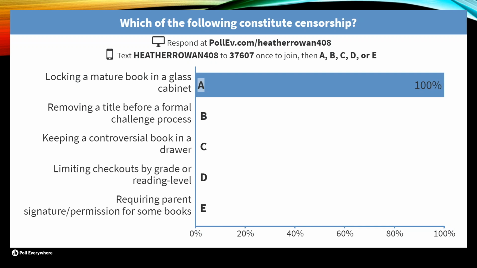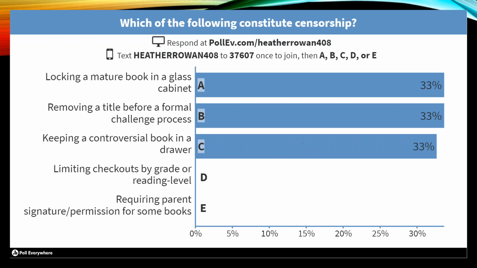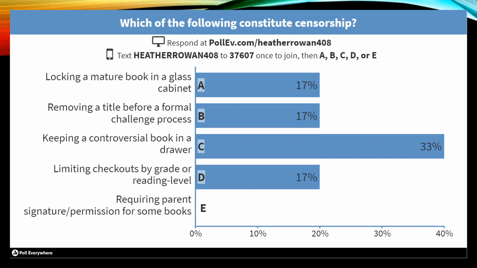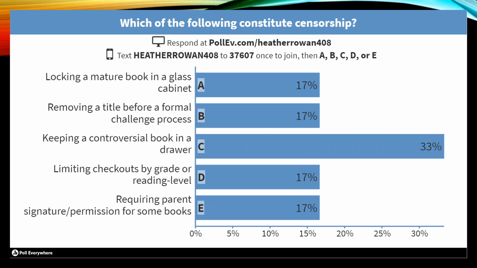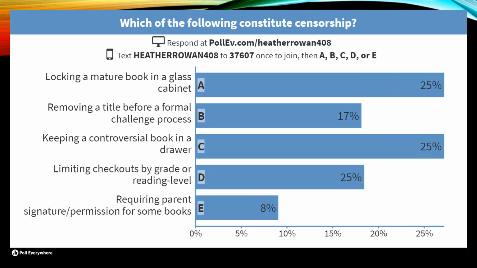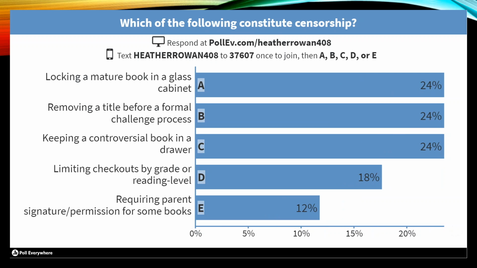For sure, Harry Potter in particular was subjected to this quite often, as was Twilight. Yeah, removing the title. So removing a title before challenge process, I Am Jazz, and other books depicting teen sexuality tend to do that. Keeping a controversial book in a drawer, this is the fate of And Tango Makes Three. Limiting checkouts by reading level, so that's where we were talking about Hunger Games. Happens a lot with Hunger Games and Twilight.